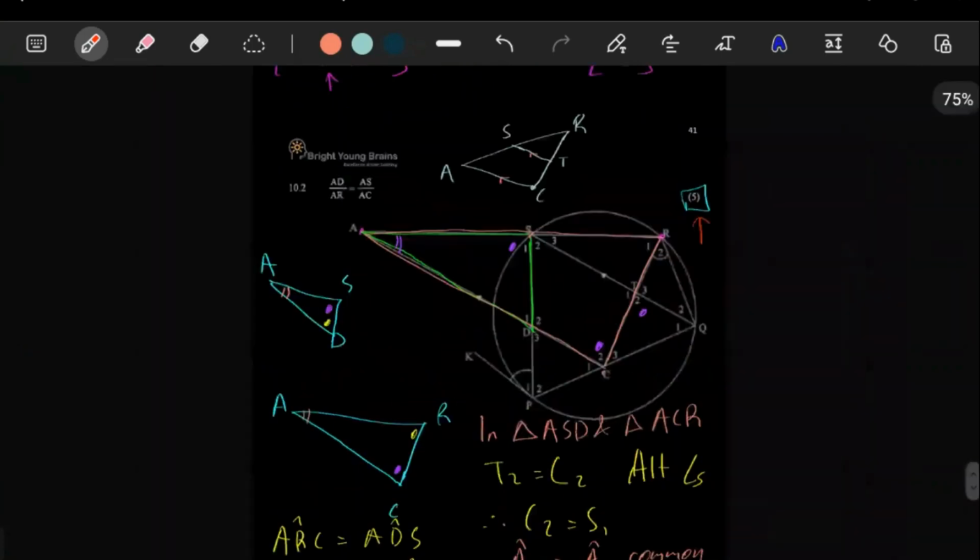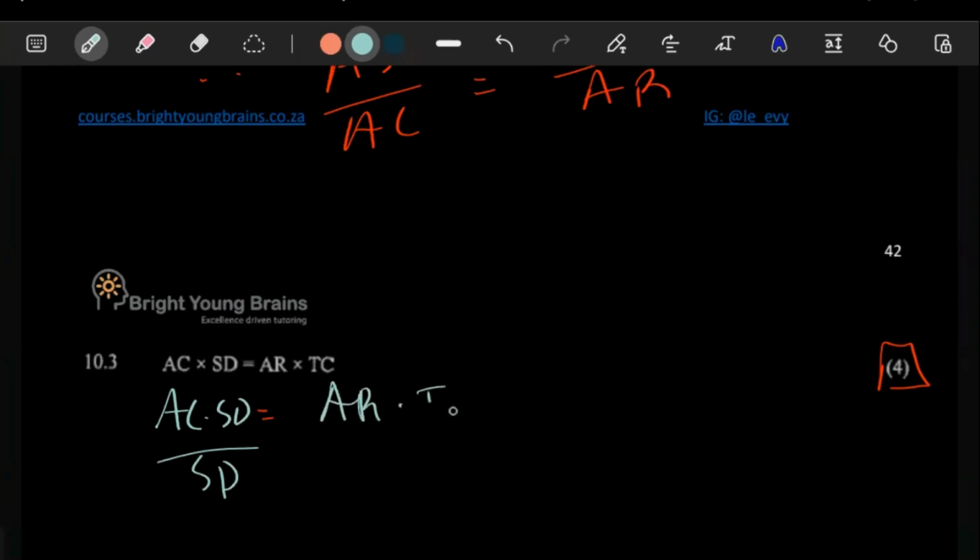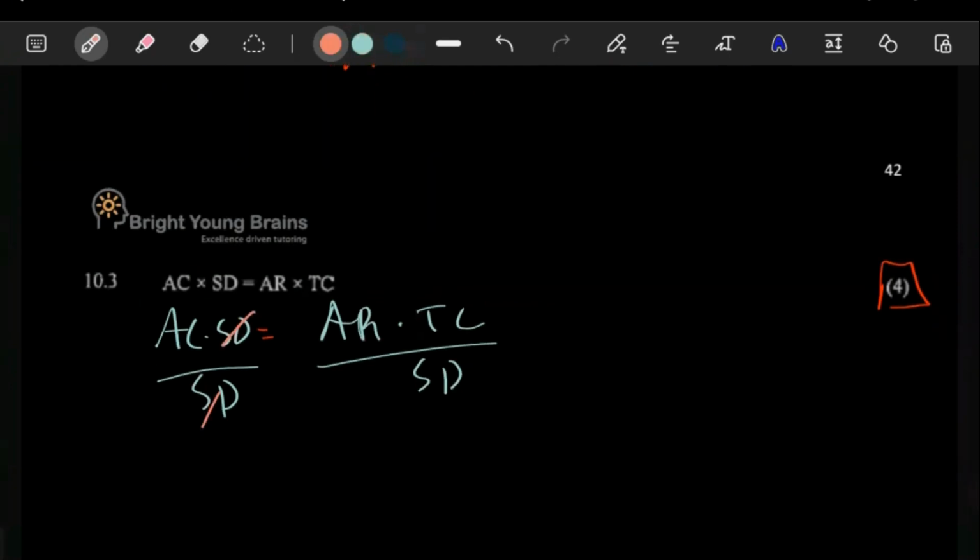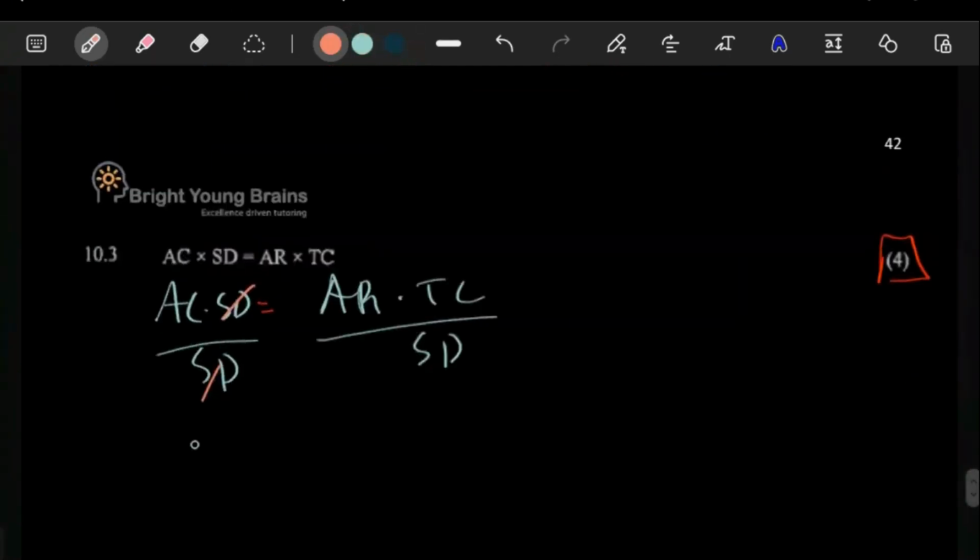Let's move on to 10.3. It's a 4-mark question. We need to prove this. So obviously proving something like this, the one thing that I normally try to do is, since this is already multiplied together, let's try and have it as a ratio because it's easier to see what's going on. You can start off by dividing both sides by SD. You're going to have AR, TC, SD. We just chose any random one. Doesn't matter which one you started with.